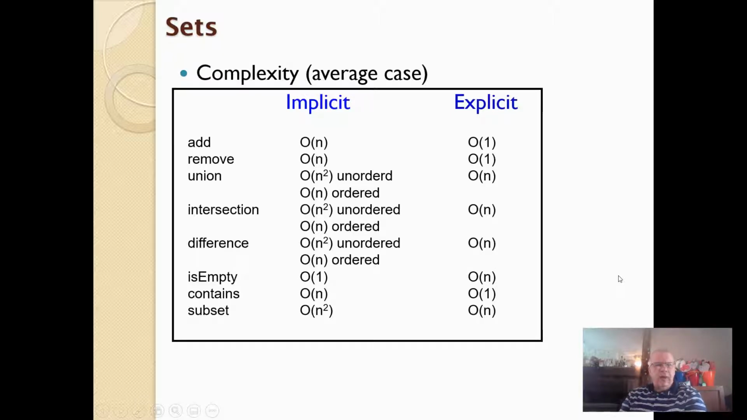So you can see that the explicit representation is much more efficient. It's order constant as opposed to order n in most cases. In the cases where implicit representation is order n squared, explicit is order n. And especially when we're asking if it contains it. Now the only difference is whether or not the set is empty, because you can just go directly to the element and find out if it's in there or not.